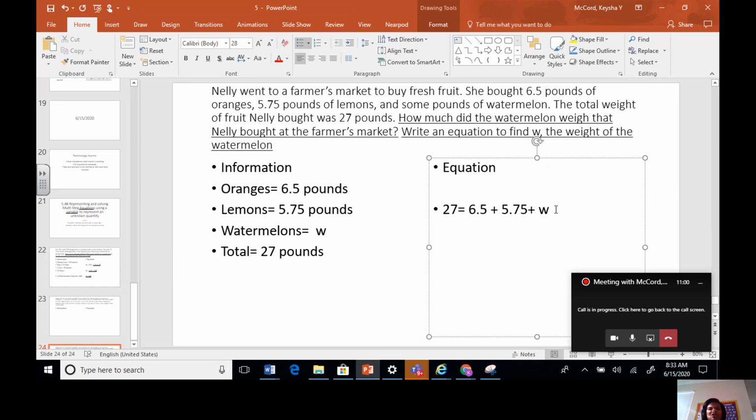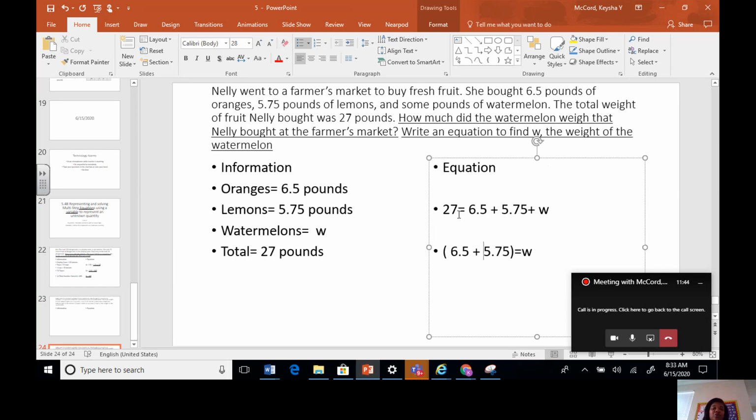So what would we need to do here? So I'm going to put W equals, and let's look at this equation to help us out. I want to get W all by itself. How would I do that? Let me put this on the other side. What would I need to do? Well, I know right now the weight of 2 of my items. So I'm going to add those 2 items, 6.5 pounds plus 5.75 pounds. It's an equal sign. We can't have that. We can only have one equal sign. Now, this is the weight of the oranges and the lemons.